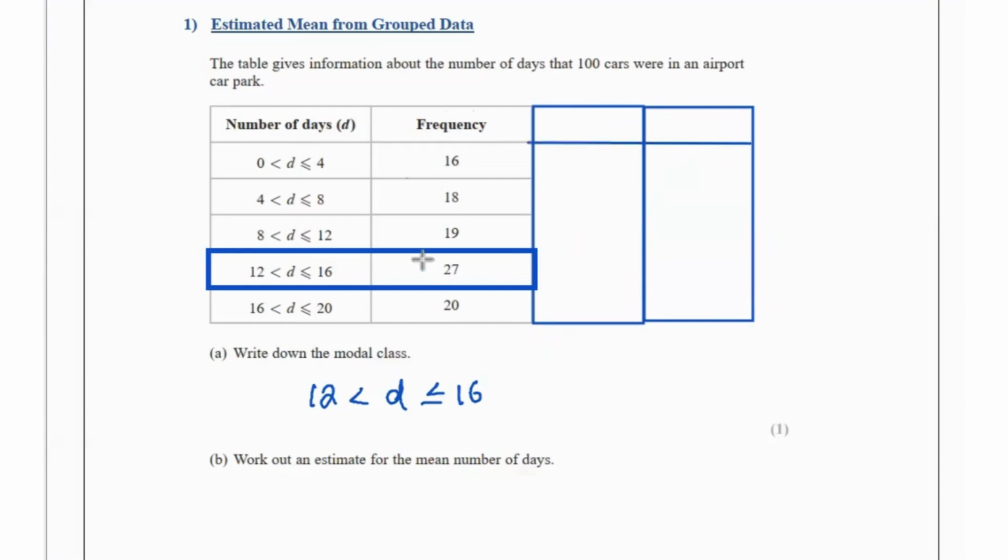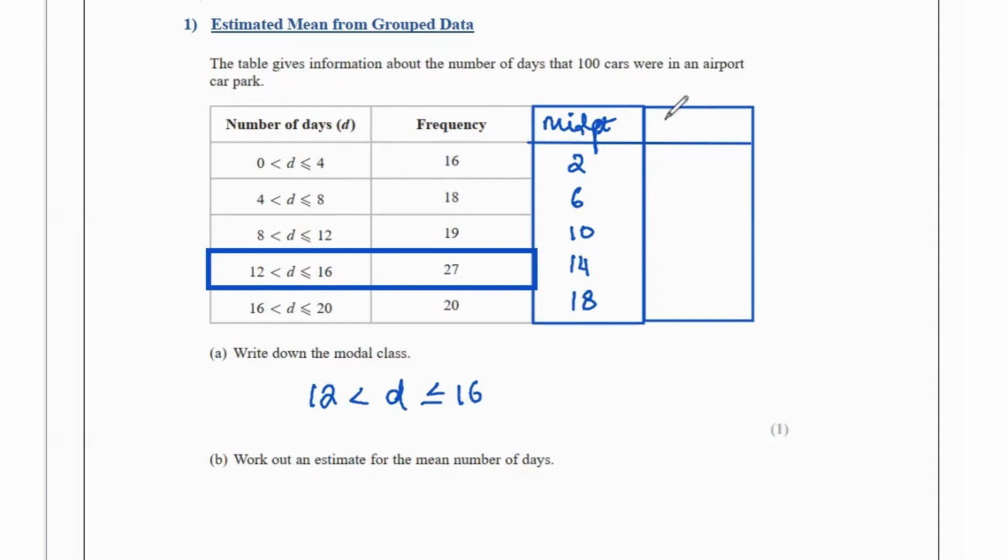Do not make the mistake of adding up all of the frequency values and then dividing by the number of intervals, which is 5. That's incorrect. You need to find the midpoint value of the class intervals first. So the midpoint of 0 and 4 is 2. 4 and 8 has a midpoint of 6. 8 and 12 has a midpoint of 10. 12 and 16 has a midpoint of 14. And 16 and 20 has a midpoint of 18.